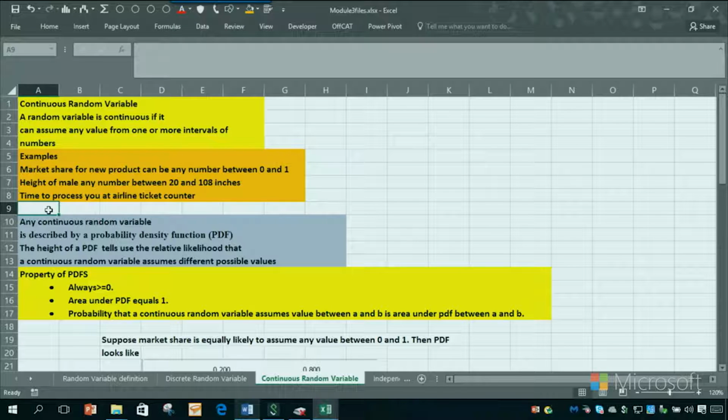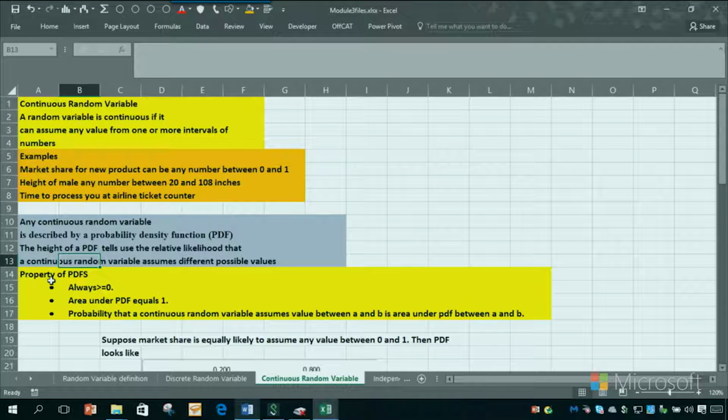Okay, so how do you describe a continuous random variable? We had the probability mass function for discrete random variables, but that doesn't work for continuous random variables. A continuous random variable is described by a probability density function, or PDF, not like Adobe PDF. The height of a PDF tells us the relative likelihood that a continuous random variable assumes different possible values.